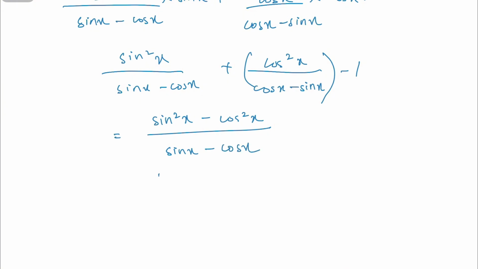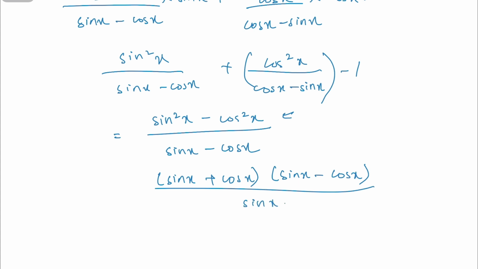So we'll be getting our answer as, we'll be using a squared minus b squared over here. So this would be sin x plus cos x, sin x minus cos x. This will be cancelled out by the denominator. We will get our final answer as sin x plus cos x, which we had to prove.